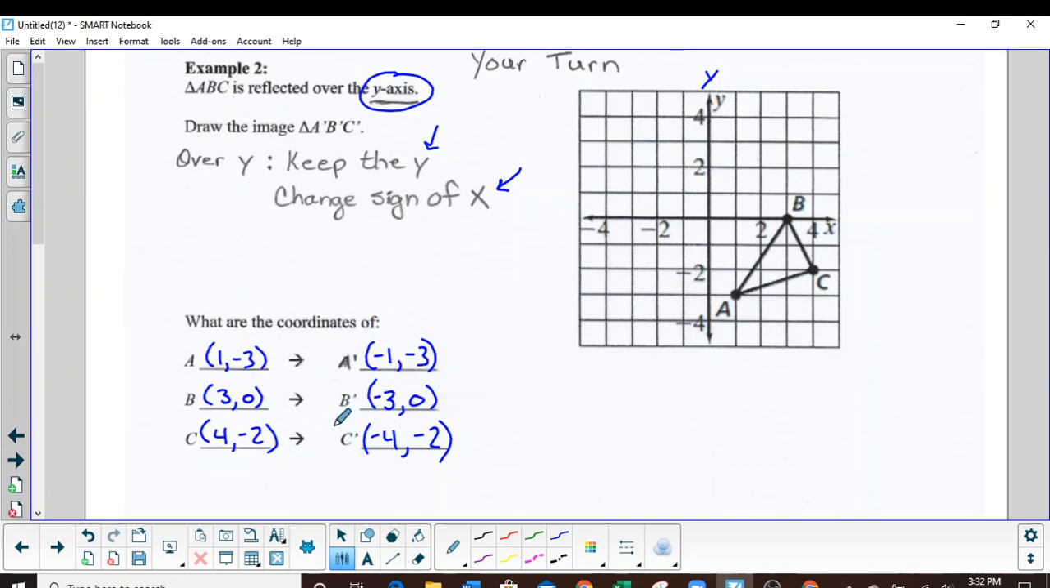Okay? So let's put A at -1, -3. Means I go left 1, down 3. Here is my A prime. Okay? B is at -3, 0. 1, 2, 3. And we don't go up or down because the y is 0. There's my B prime. And then my C is at -4, -2. Sits right here, and that's my C prime.